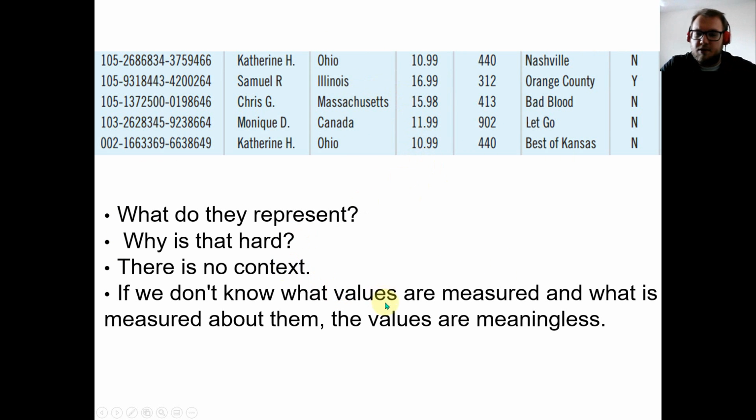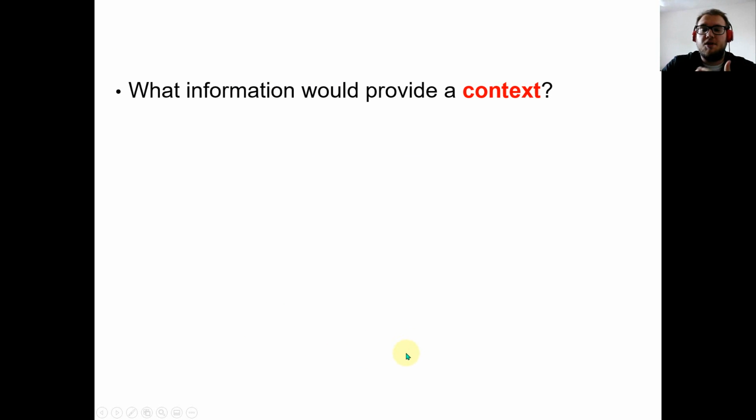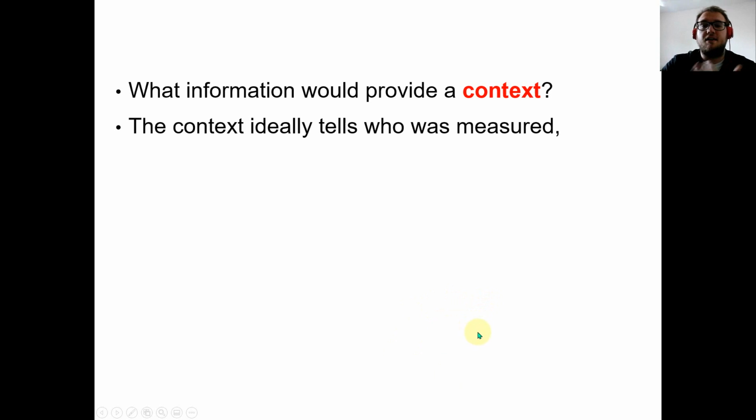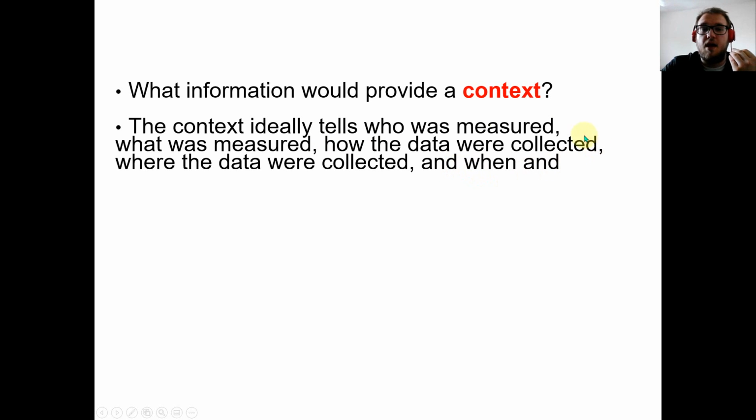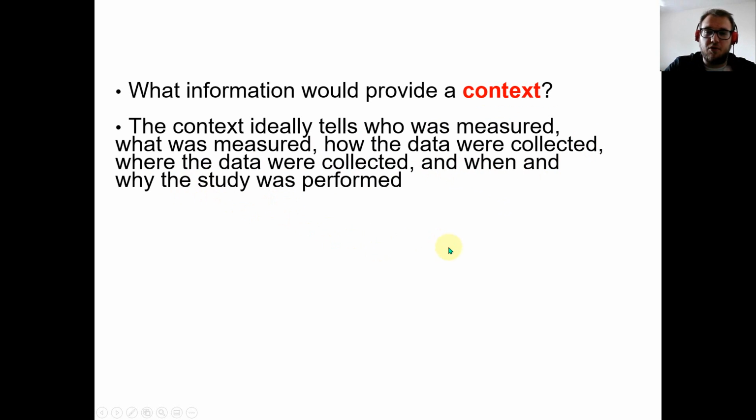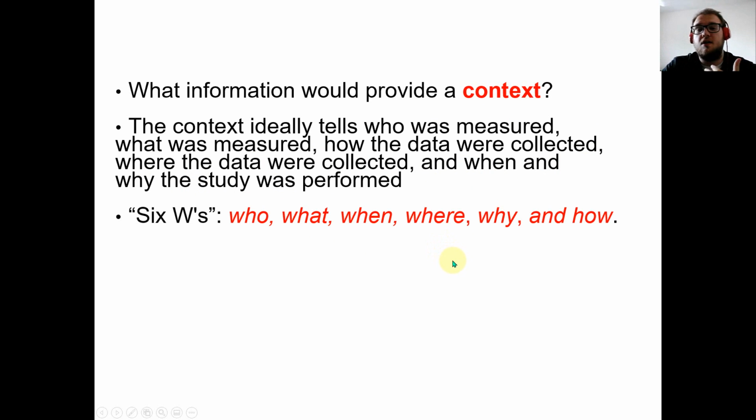So if we don't know what values are measured and what is measured about them, the values are meaningless. So what information would provide a context? The context ideally tells who was measured, what was measured, and how the data were collected, and where the data was collected, and when and why the study was performed.